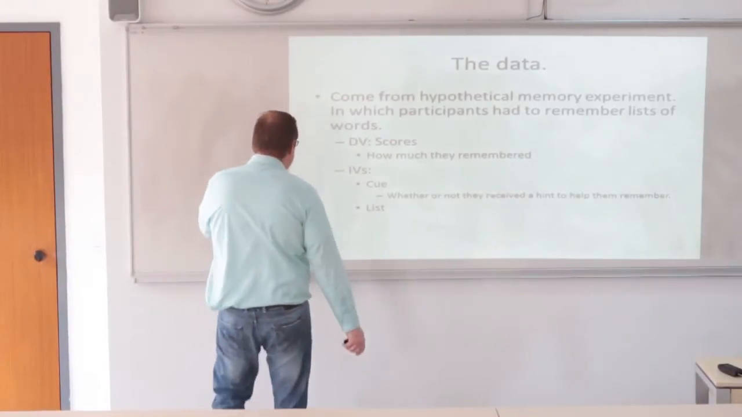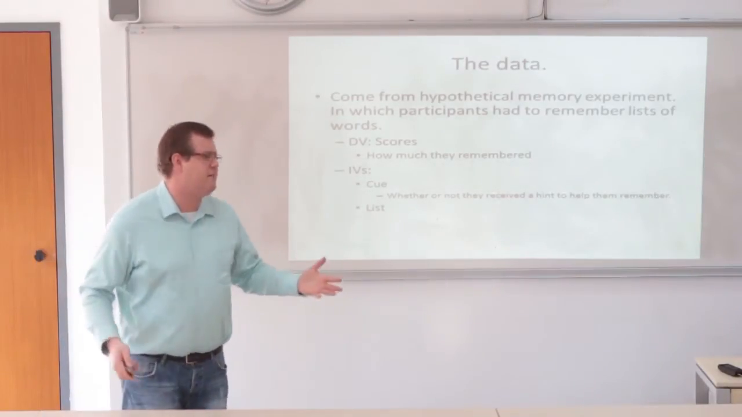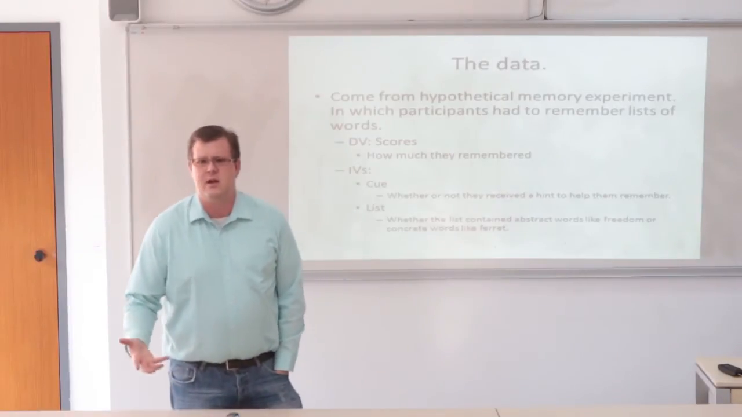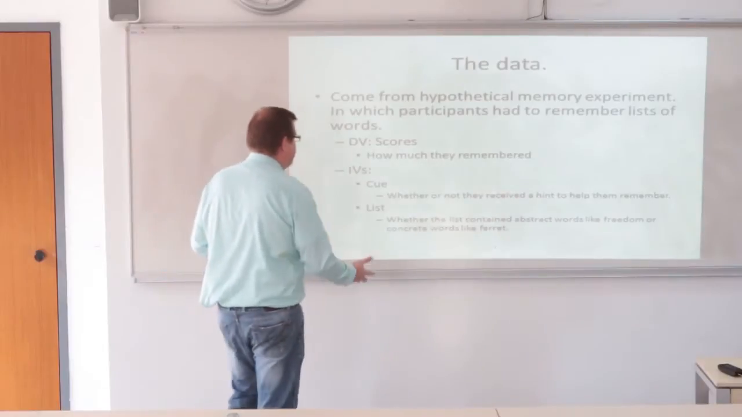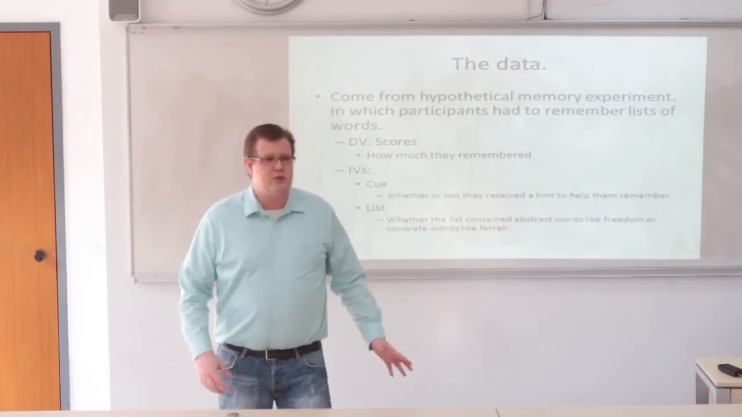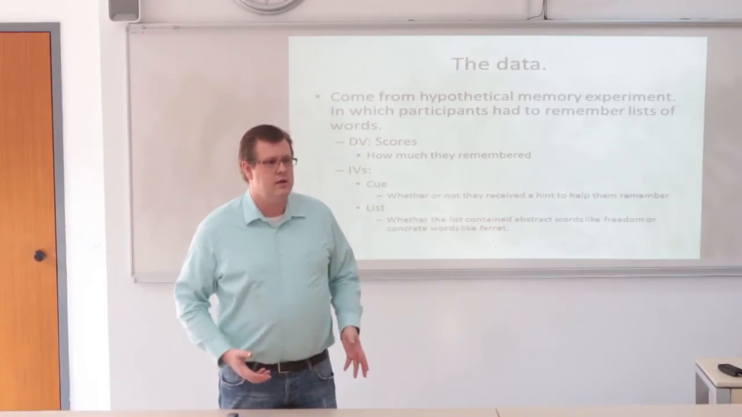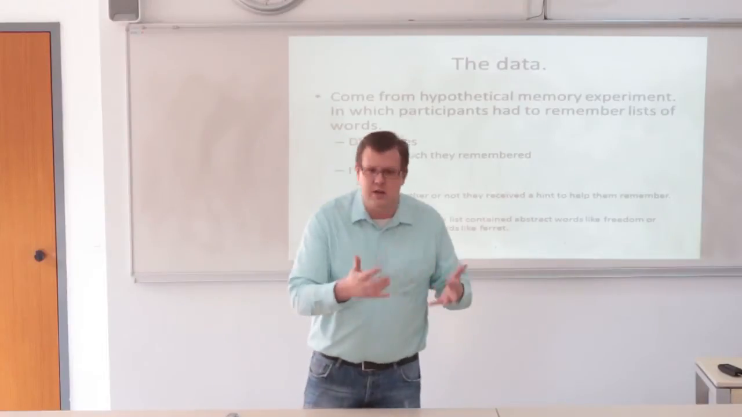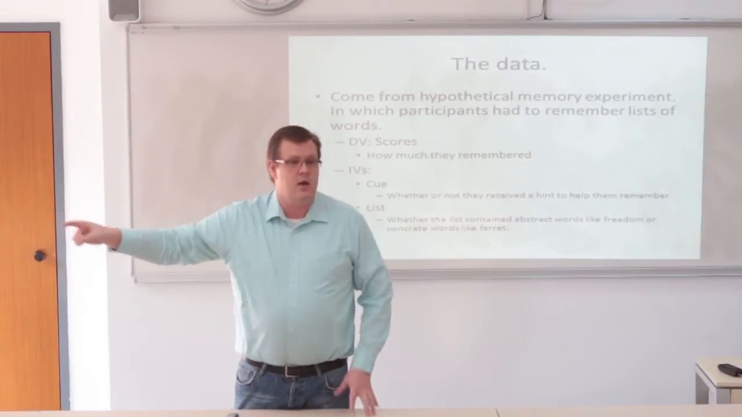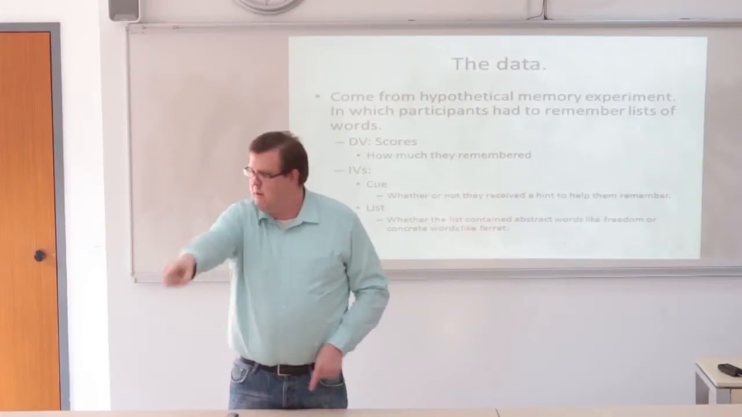Okay, so list. I wasn't thinking about the size of the list, the number of items that appeared on it. I was thinking about what types of words the list contained. So the list, in this hypothetical example, can contain abstract words or concrete words. Abstract words are things like freedom, integrity. It's hard to define what those things are. You can't point to a picture and say, aha, that's freedom, right? Whereas concrete words are things that are really easy to define. You can find a picture and point to it.